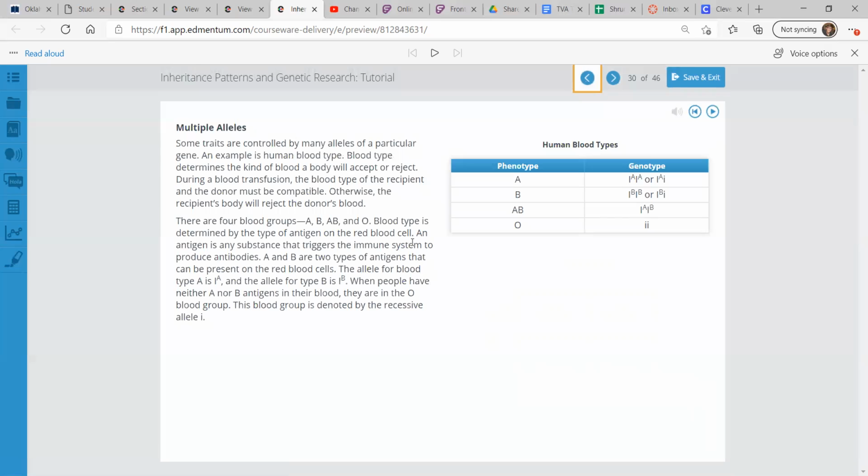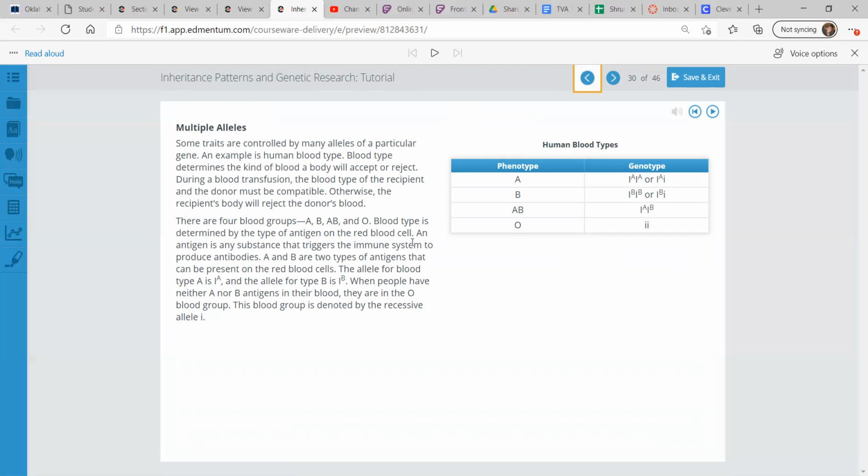Multiple alleles. Some traits are controlled by many alleles of a particular gene. An example is human blood type. Blood type determines the kind of blood a body will accept or reject. During a blood transfusion, the blood type of the recipient and the donor must be compatible. Otherwise, the recipient's body will just reject the donor's blood.